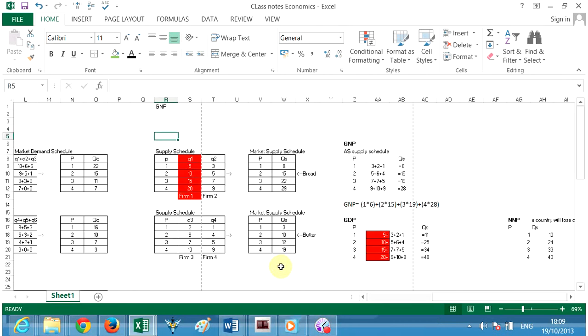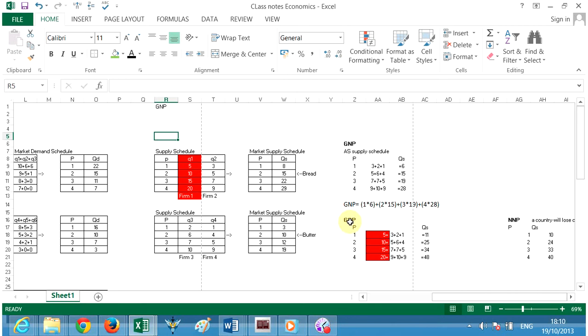The next topic is GNP. Now, GNP is almost the same as GDP, except for a critical letter change: GDP, GNP. The N stands for gross national product. GDP stands for gross domestic product. Now, gross domestic product includes all goods and services created within a country.